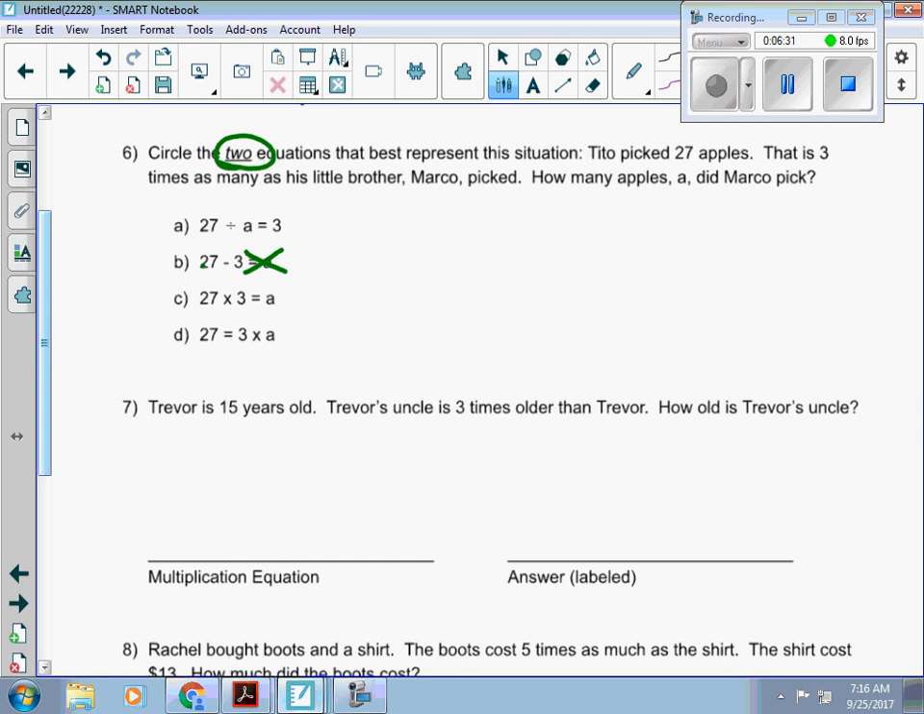27 times 3. Well, let me go back to my story. He picked 27, and 27 is, remember, that's our equal sign, so 3 times Marco. So I don't want to do 27 times 3. 27 equals something, so that one won't work. Letter D says 27 equals 3 times A, which is what they were using for Marco. That one is exactly like what we wanted. And we also know that A will work too then, because it is that fact family one.